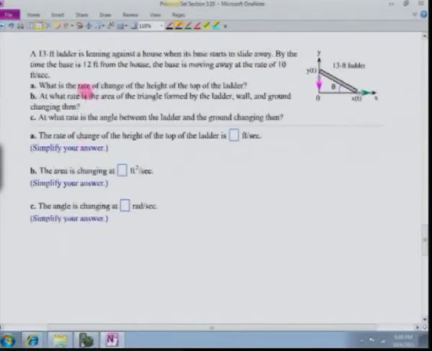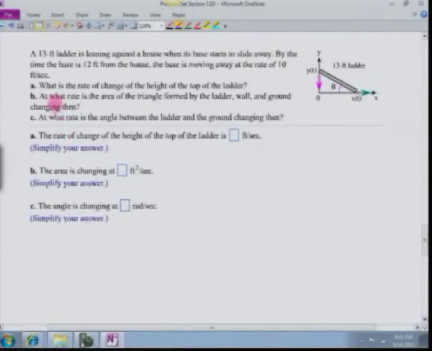It wants to know 3 things. What is the rate of change of the height of the top of the ladder? Because what's happening with that ladder? As it goes this way, what's happening to the top of the ladder? It's sliding down. So it's saying when it reaches here, how fast is it sliding down at that very moment? That's a derivative.